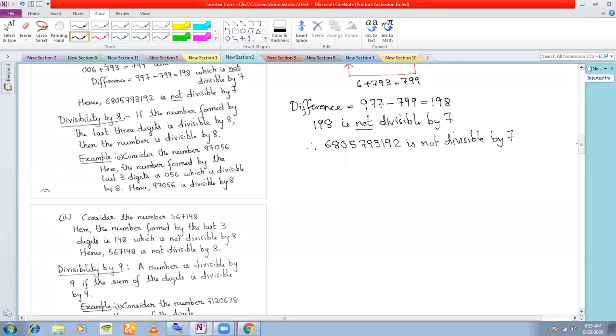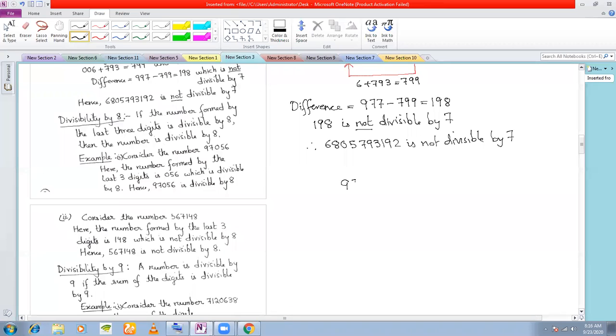Next is divisibility by 8. How to check whether a number is divisible by 8? The rule is that for any given number, it is just like the divisibility by 4. In divisibility by 4, what are we doing? You are checking whether the number formed by the last two digits is divisible by 4 or not. In case of 8, we see whether the number formed by the last three digits is divisible by 8 or not. If the number formed by the last three digits is divisible by 8, then the entire number is divisible by 8.